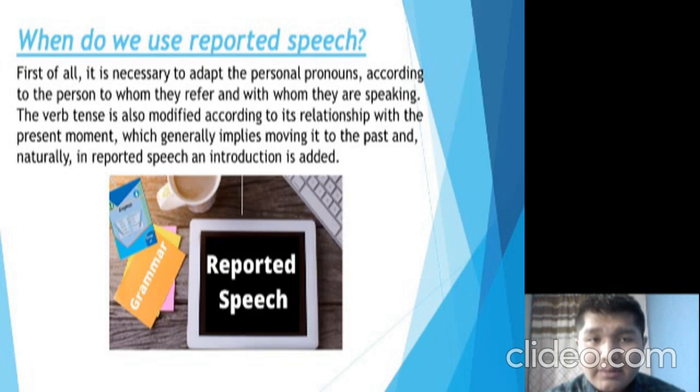When do we use reported speech? First of all, it's necessary to adapt the personal pronouns according to the person to whom we refer and with whom they are speaking. The verb tense is adapted according to its relationship with the present moment, which generally implies moving it to the past, and naturally in reported speech, the introduction is adapted.